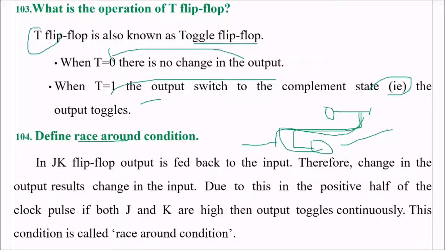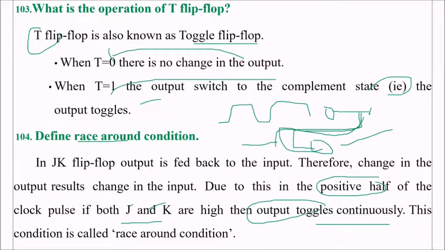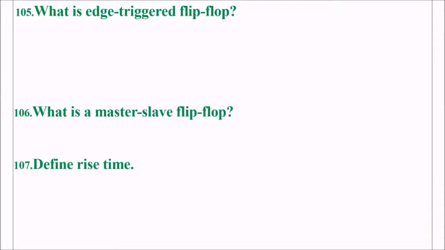So, due to this, in the positive half of the clock pulse, if both J and K are high, then the output toggles continuously, right? If J and K both are high, the output is going to toggle continuously. This condition is called the race around condition.